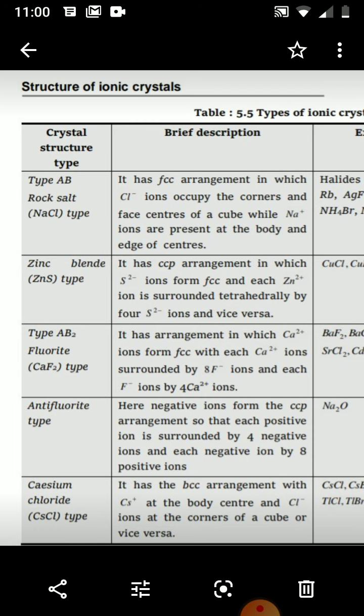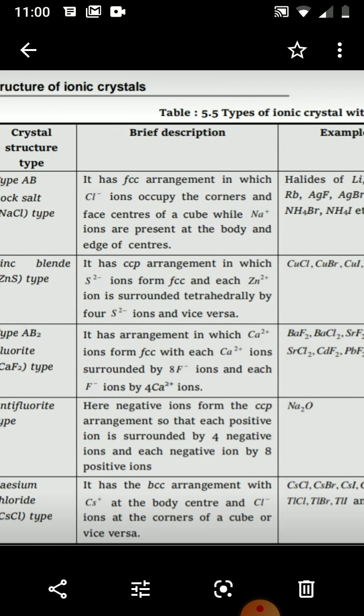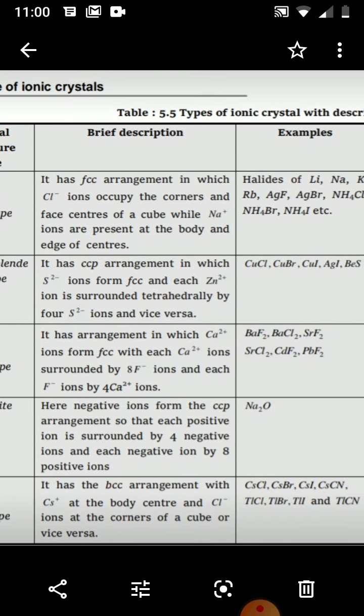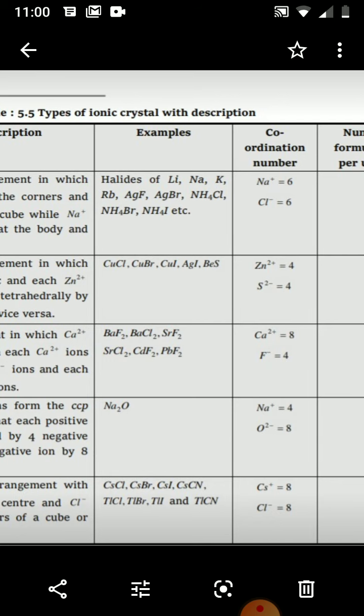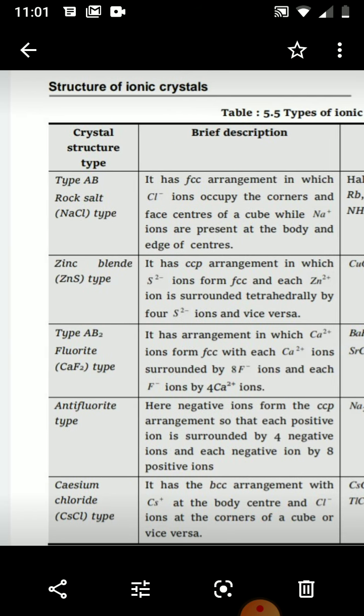Antifluorite system is opposite to the fluorite system. Here the negative ions form a CCP arrangement, so that each positive ion is surrounded by 4 negative ions. Na2O structure is there, Na+ 4, O2- 2. Generally it does not happen because the particle size of the negative ion is larger than the positive ion. That's why the number of negative ions gets decreased. But sometimes this is the example of an antifluorite system.